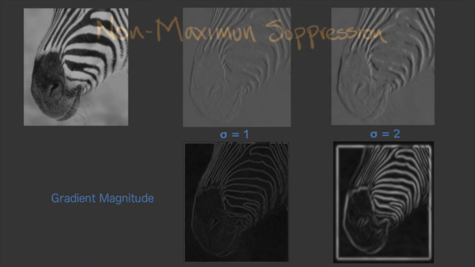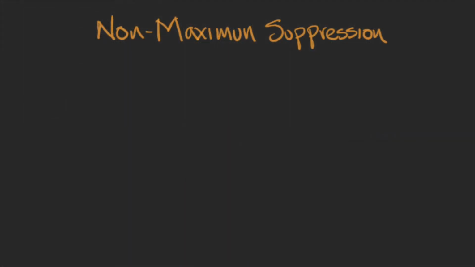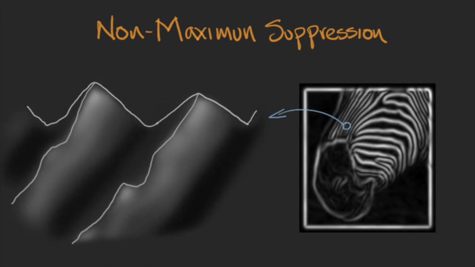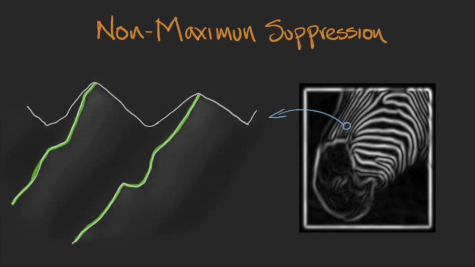To solve this problem, we can use a technique called non-maximum suppression. We can see the lines in the magnitude image as hills, so we want to find the path that goes on the top of each hill, regardless of the height of the hill. In other words, we want to find the local maxima of each path and remove all the other pixels.